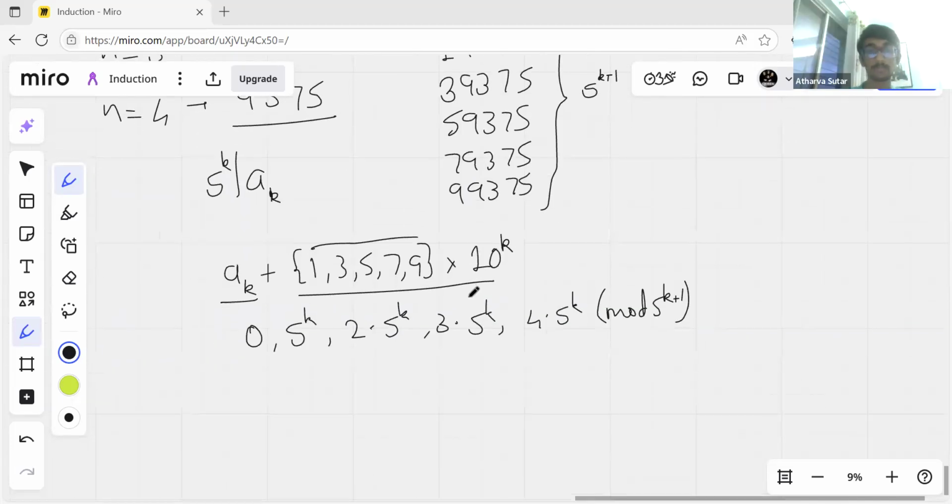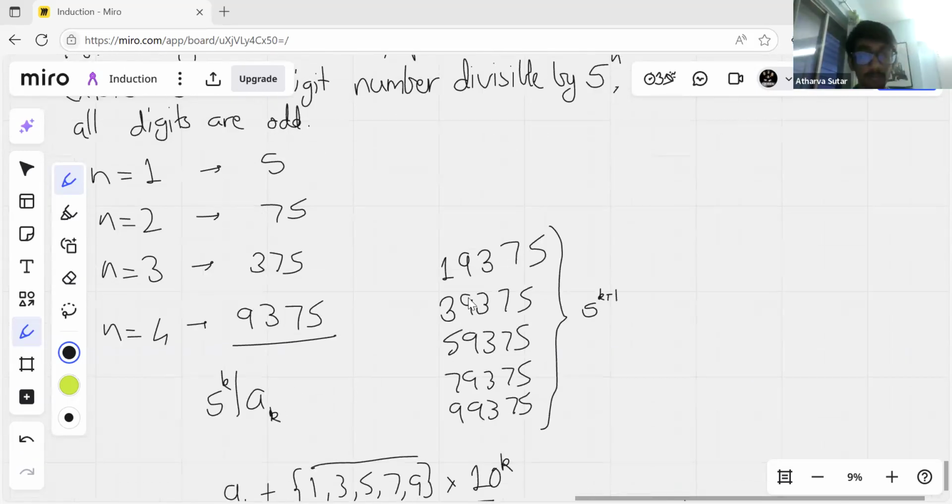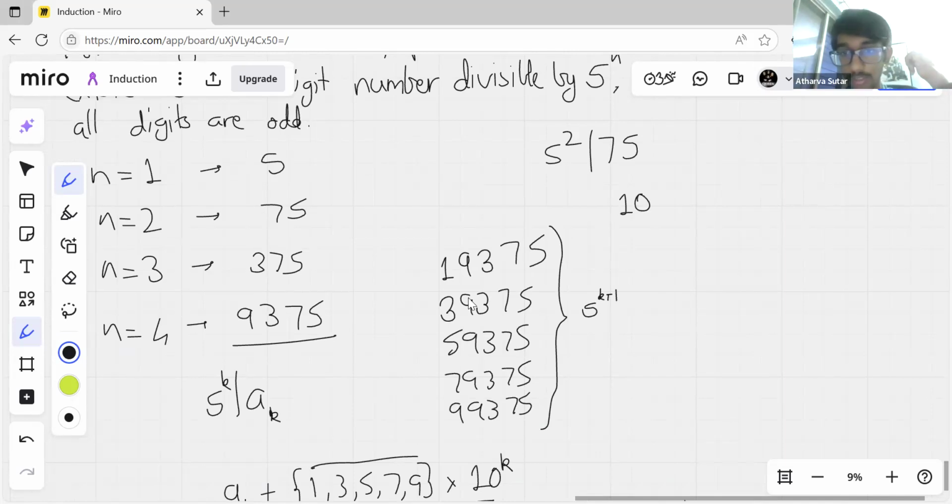Okay, so basically for 75, we have that 5 squared divides 75, right? Now, if you want to add a digit in the beginning of this, assume you add a 1 in the beginning. That's basically like adding 100, right? So you can add 100 or 300 or whatever till 900.